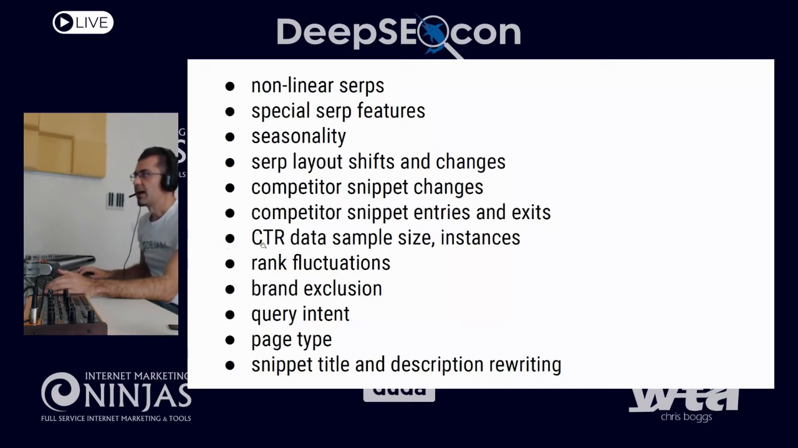So the next one, CTR data sample size. If you have 100 clicks on your website and one instance of something appearing on position 1, 3 instances of something appearing on position 2, 1 instance appearing on position 3, 0 instances of something appearing on position 4, you cannot work with that data. You need at least 10 clicks per ranking position in your data sample to make any sense of anything.